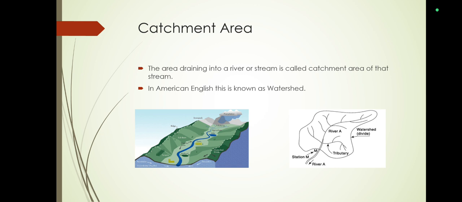Now, catchment area. So, what is catchment area? The area of land draining into a stream or a watercourse at a given location is known as catchment area. It is also called drainage area or drainage basin. It is also known as watershed in American English or in the USA. And two watersheds are divided by a ridge line or watershed line. In this picture, it is clearly visible, the portion of the watershed divider.